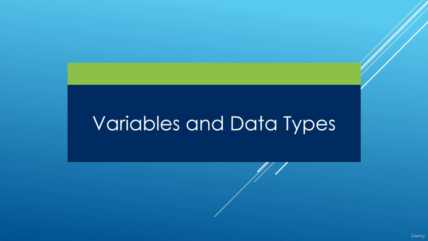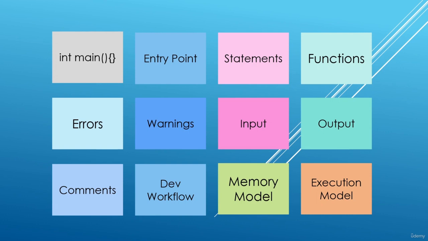In this chapter, we're going to learn about variables and data types. Before we talk about variables and data types, I would like to take a moment and recap what we know by now. If you look at these cards, many of these things should make sense now. You know about the main function, you know that it is the entry point of your program. You know that your program is going to be made up of statements that end with a semicolon in C++.